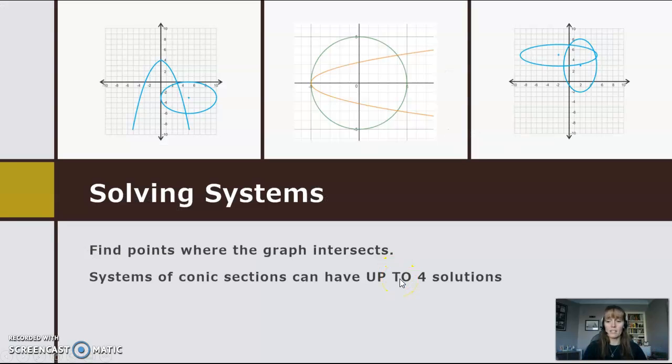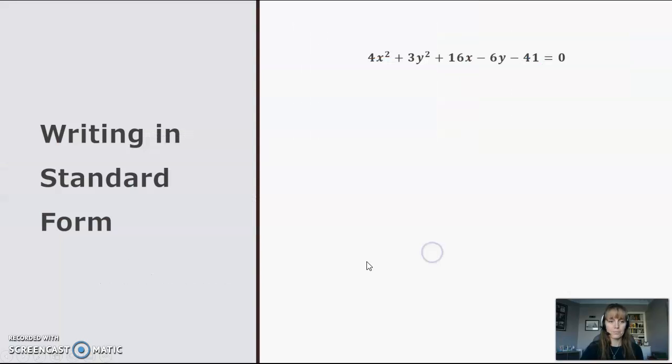When we're solving systems of equations, the goal is to find the points where the graphs intersect. It's important to know that conic sections can have up to 4 solutions. That is crazy, definitely different from what we've been doing with systems in the past. You can have 0 solutions where these never intersect, or just 1 solution, 2, 3, or 4. I encourage you to think about and maybe even draw some examples of each of those types of solutions. You can also Google it if you need some clarification.